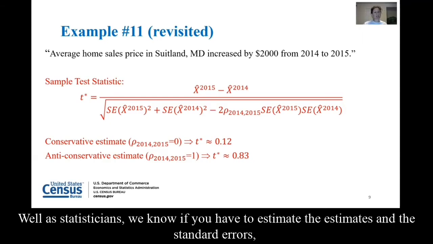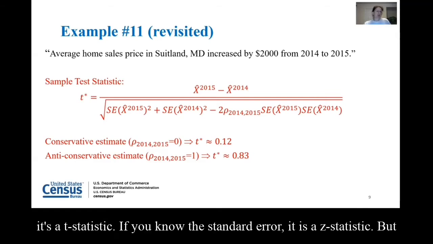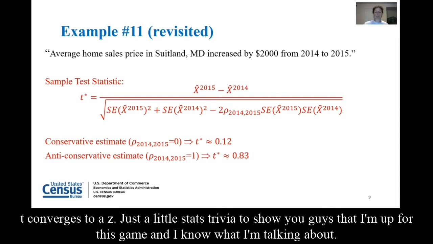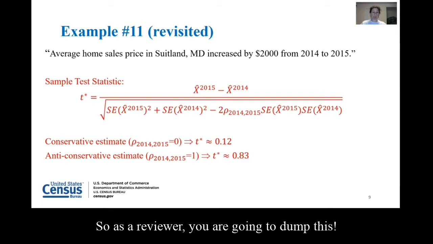Now, why did I say T versus Z? Well, as statisticians, we know if you have to estimate the standard errors, it's a T statistic. If you know the standard error, it's a Z statistic, but if your sample size is bigger than 30, it really doesn't matter. Your T converges to a Z. Just a little stats trivia to show you guys that I know what I'm talking about. Anyway, no way around it. You cannot make this statement. So as a reviewer, you're going to dump this.